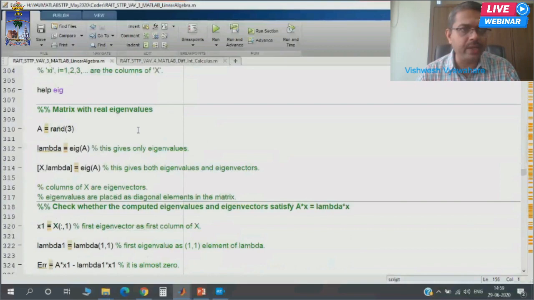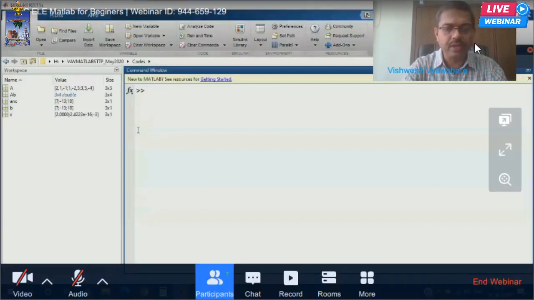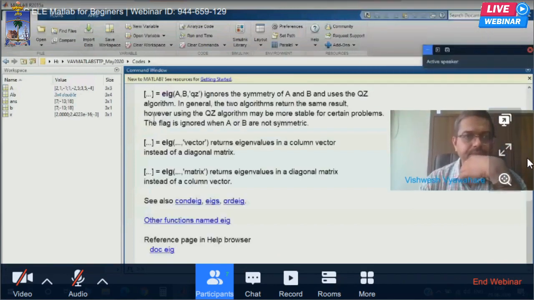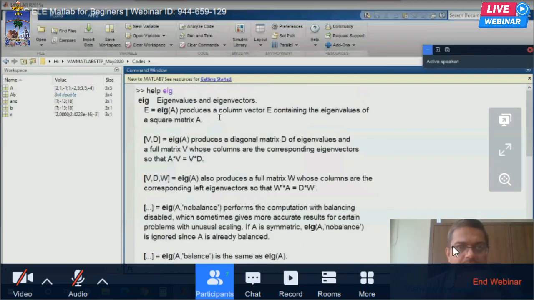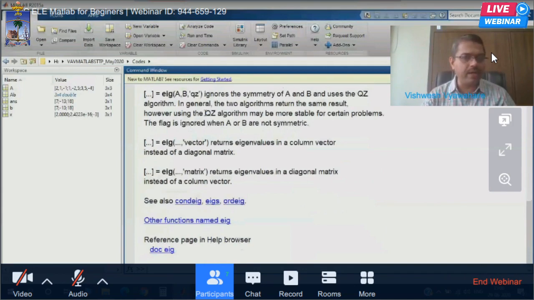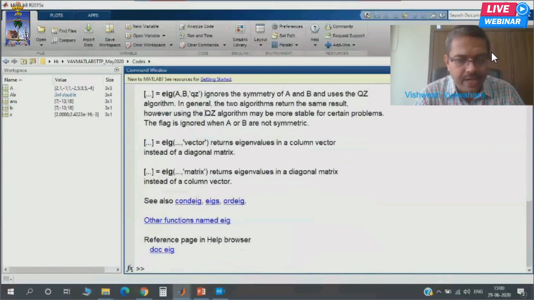Non-homogeneous. Let's directly go to the eigenvalues. The command is help EIG. EIG stands for eigenvalues and eigenvectors of A. Eigenvalues are those values which are the solutions of the equation determinant of lambda I minus A, or A minus lambda I, equal to 0.